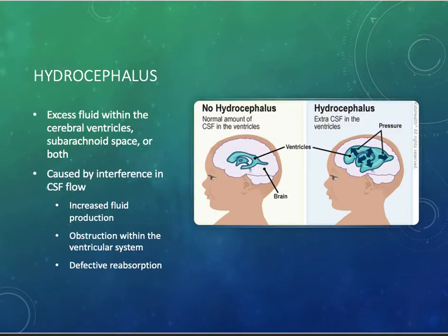So speaking of hydrocephalus then, this is where we have excess fluid in the ventricles, okay? Or the subarachnoid space, or both. Typically, we're talking about the ventricles. So here in this picture, you can see the difference. You can see all of this CSF that's in the ventricles, and that is pushing on the brain, okay? So it can be either that they're making too much CSF, or it's not reabsorbing the way it should, okay? Or it's obstructed within the system itself. So all of those things can cause hydrocephalus.